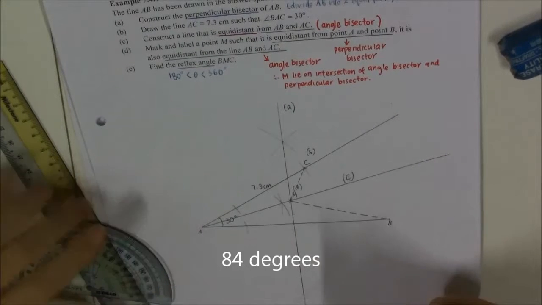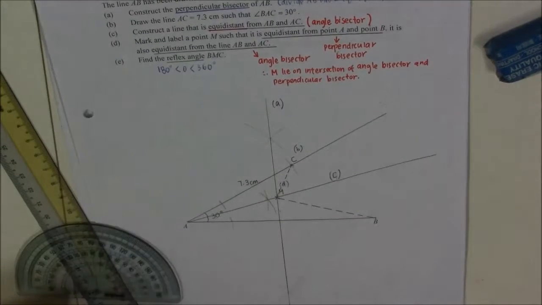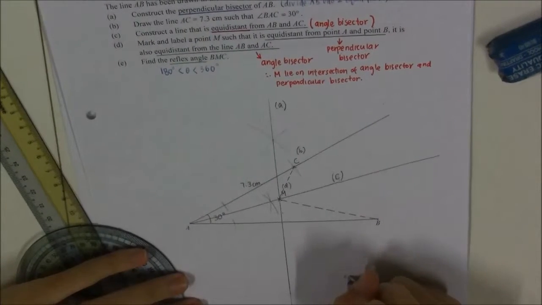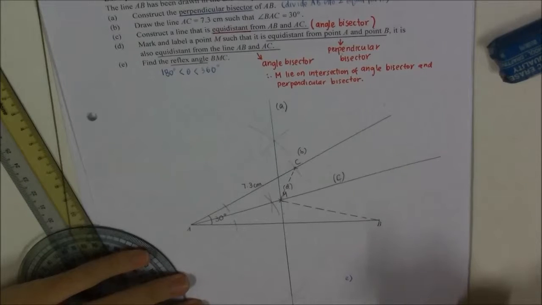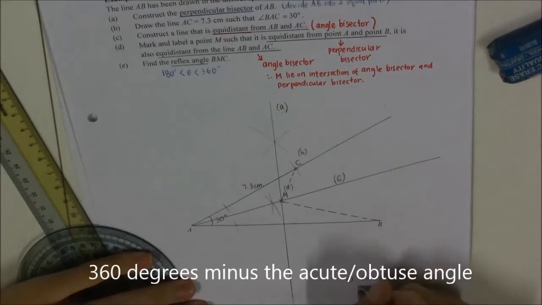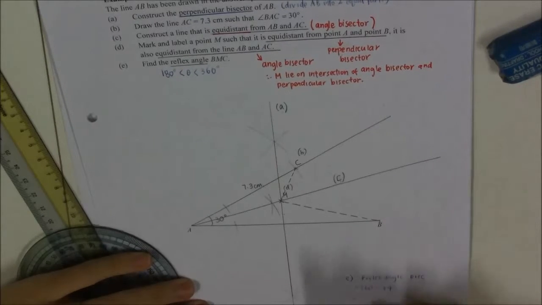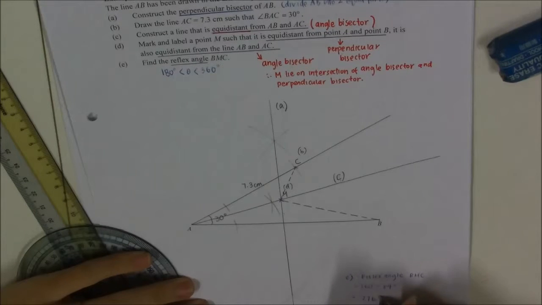But of course, that's not the answer we are looking for, because we're looking for the reflex angle BMC. So in order to find it, we can do a bit of calculation and we can write reflex angle BMC equals 360 degrees minus 84 degrees. And this will give us 276 degrees.